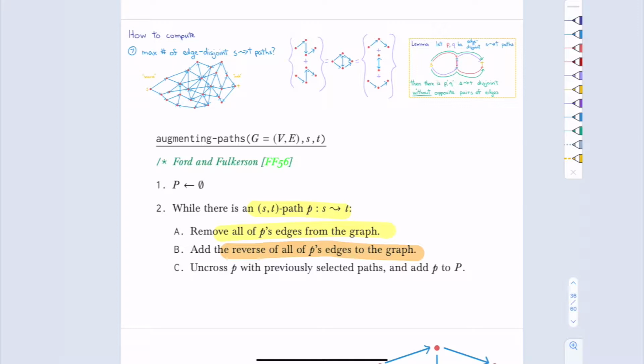And then, now the path I took may be using edges that from a previous iteration were added. They were opposite edges, so to speak. So I might uncross the path I just took with the previously selected paths to get rid of those opposite edges. All right, so it's a greedy algorithm in some sense, except our subproblems, we have this residual graph that's being updated.